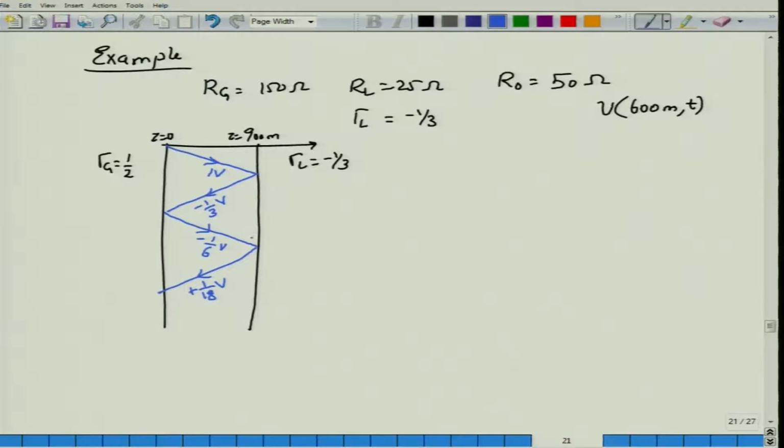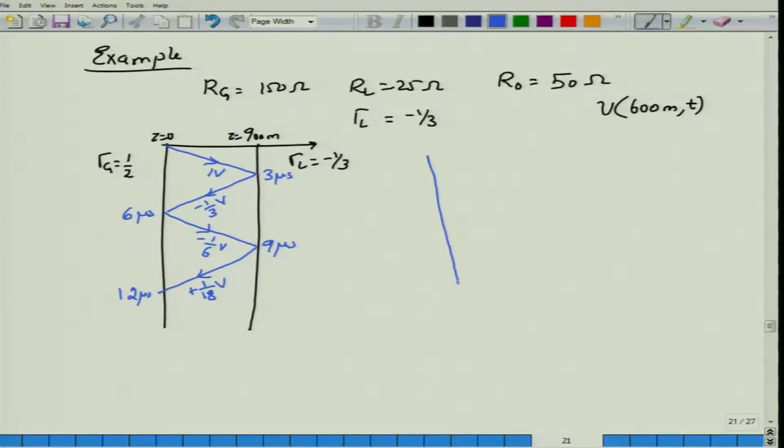And what are the different time slices that these voltage changes are happening at the load side? This would be at 3 microsecond, and then at the source would be changing at 6 microsecond. Further change in the load voltage happens at 9 microsecond and at 12 microsecond.